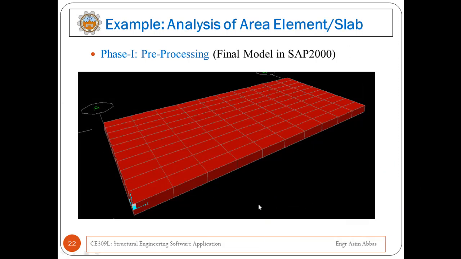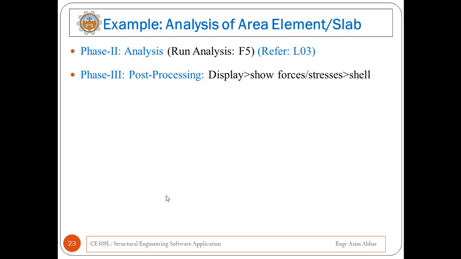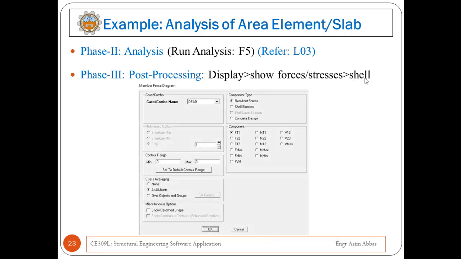Now phase 2 is to run the analysis, and phase 3 is to check different results like forces and stresses in the shell element. For results, go to Display, then click on Show Forces and Stresses, then choose Shell. When you click on Shell, from this window you can display different kinds of results.